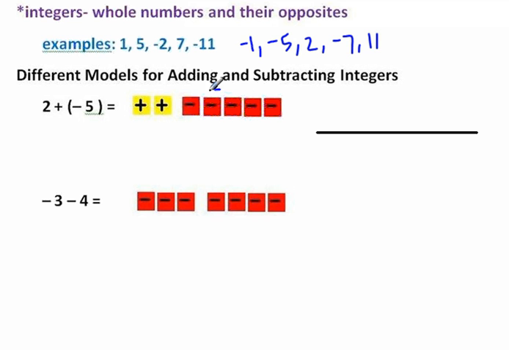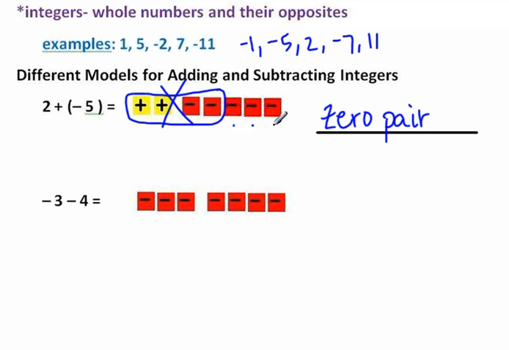And what happens when I've got a +2 and a -2 is that they cancel each other out. They become 0. This is called a zero pair. If I have 2 of something and I take away that same 2, I end up with 0. So since these cancel each other out, I am left with a total of 3 negatives, or an answer of -3.